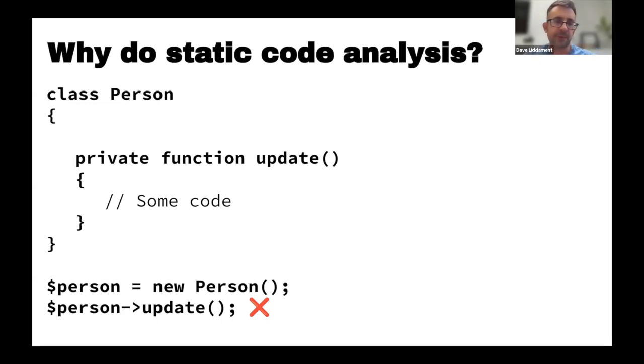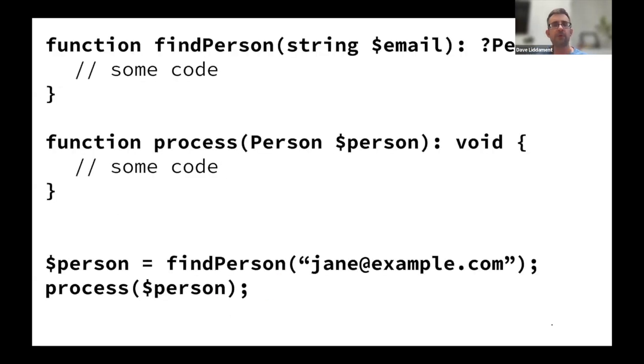This, I suppose, is quite an obvious bug. The next one is a bit more subtle. We've got this find person function. You give it an email and it returns the person if one exists, otherwise null. And we've got this process function, which takes a person. The code which is potentially problematic is that we have $person, we're looking up jane@example.com, and then we're passing whatever we get from that to the process method.